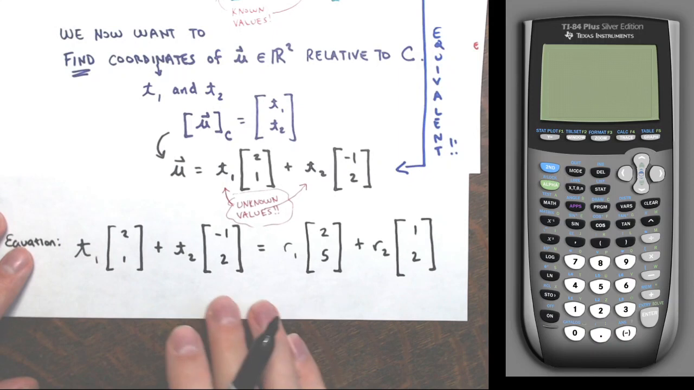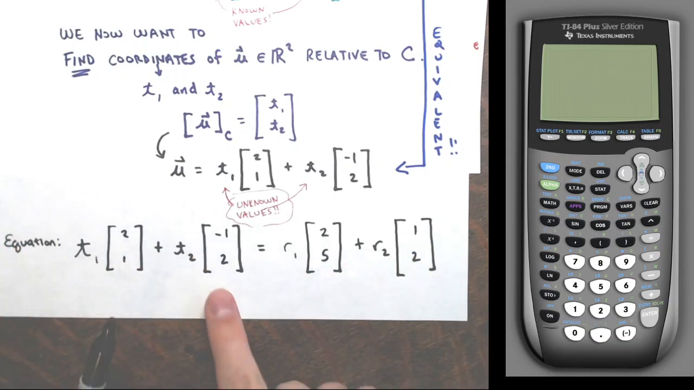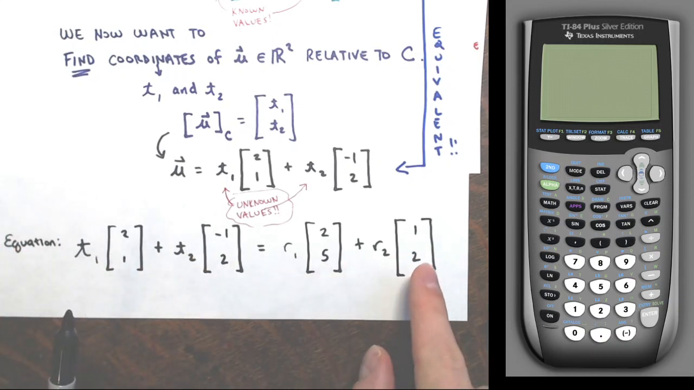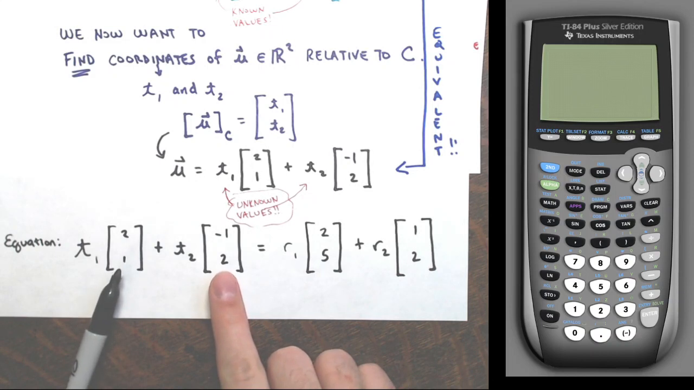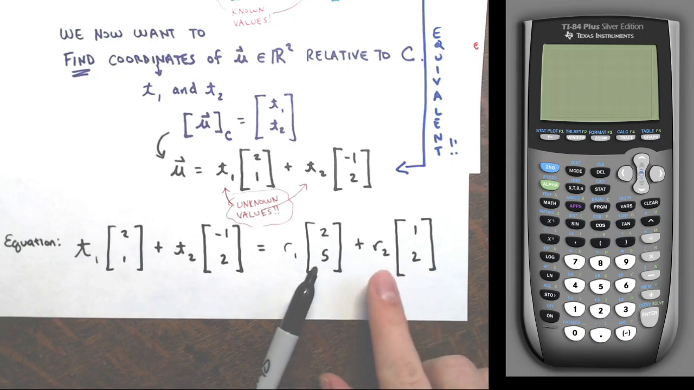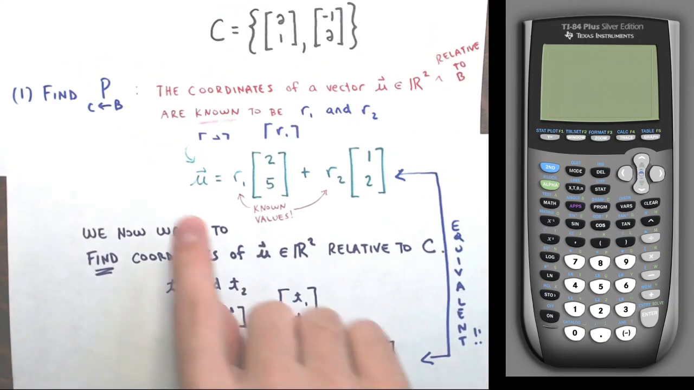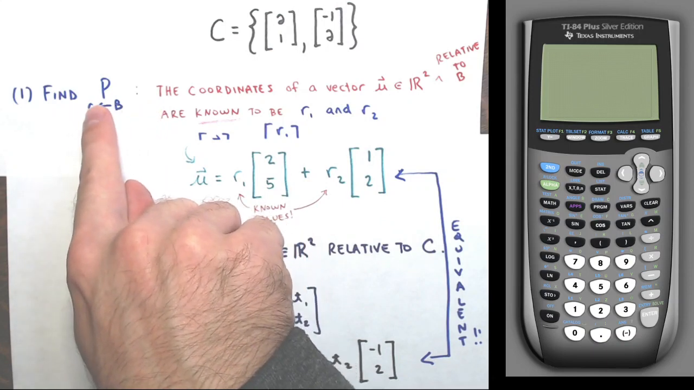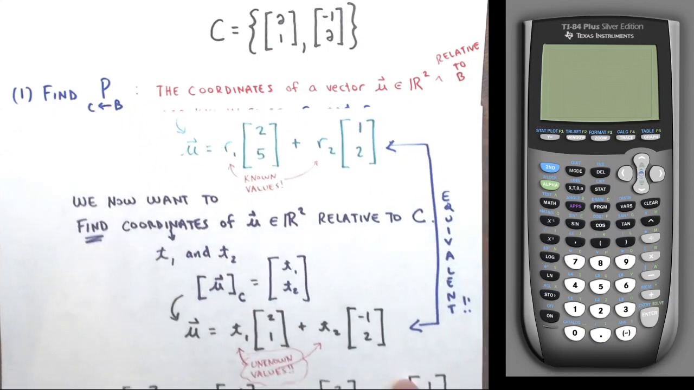Now, right now I have linear combinations of vectors. This is a linear combination of the vectors from C. This side is a linear combination of the vectors from B. And again, the only reason I have it this way is because of the symbolism: B on the right, C on the left. We're transitioning from B to C.